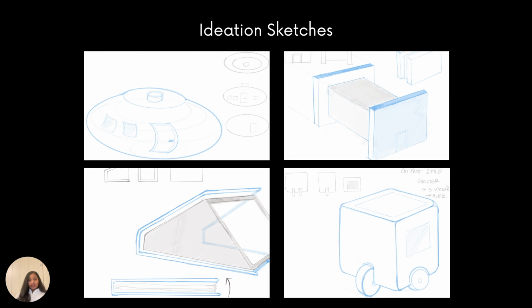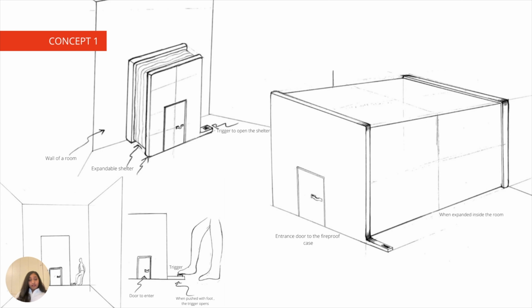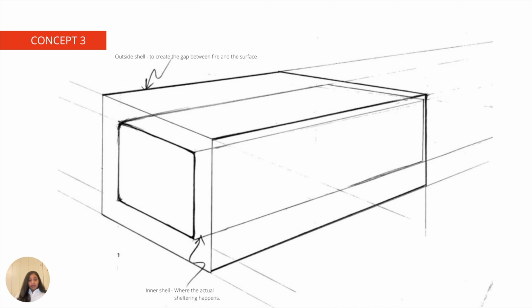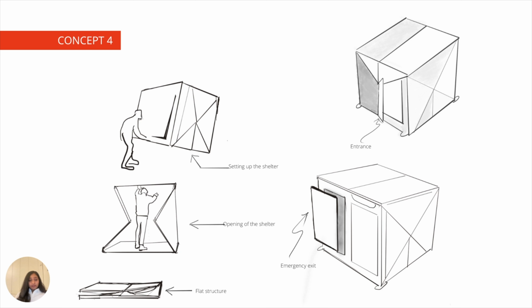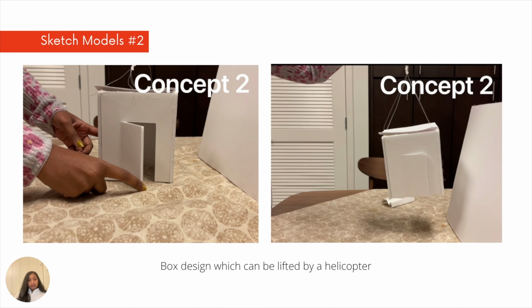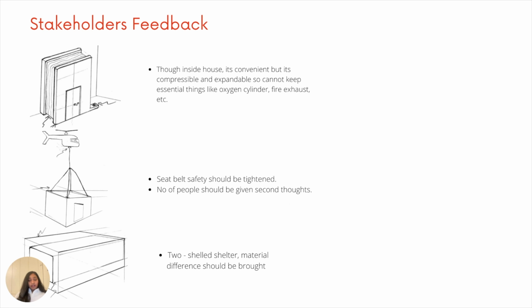Here are various shelter designs, and I refined them and developed them into four concepts. This is concept one, which is a compressible shelter attached to your house. Then there's a box-like shelter which can be lifted by a helicopter when there's a fire outbreak. Then this is a two-shelled concept, and this is a flat structure which can be made into a shelter. These are the sketch models for these concepts, and the feedback from the stakeholders for all the designs.